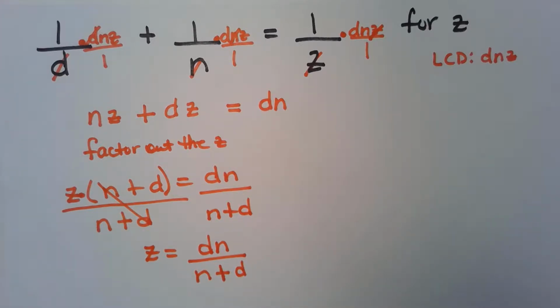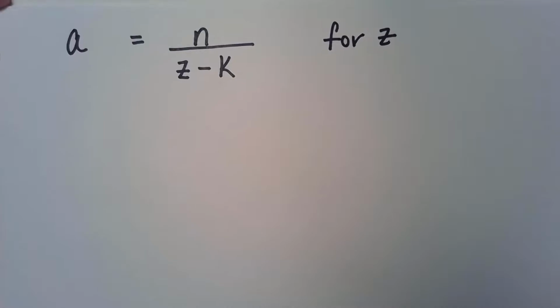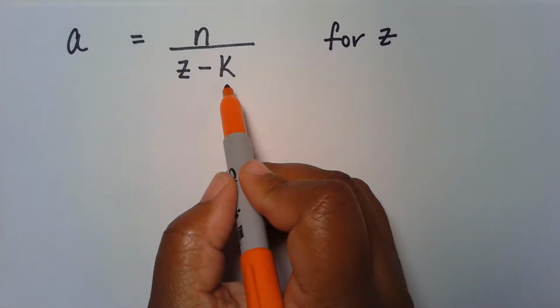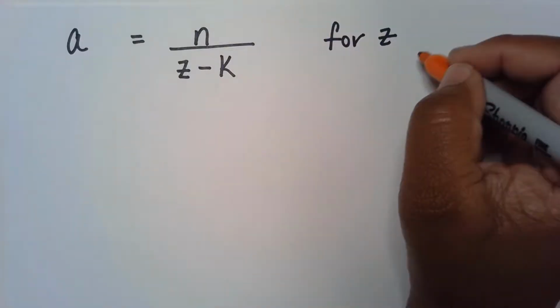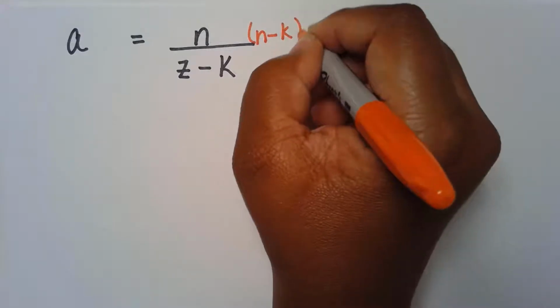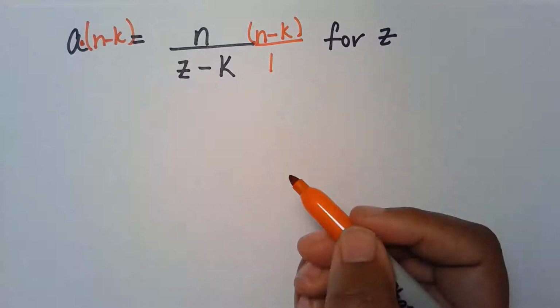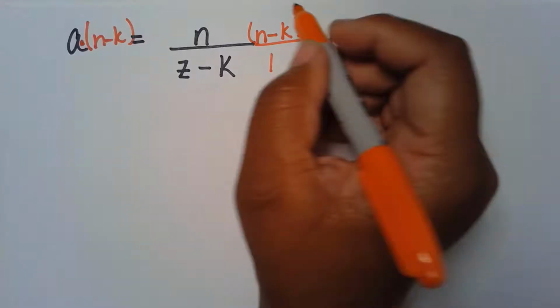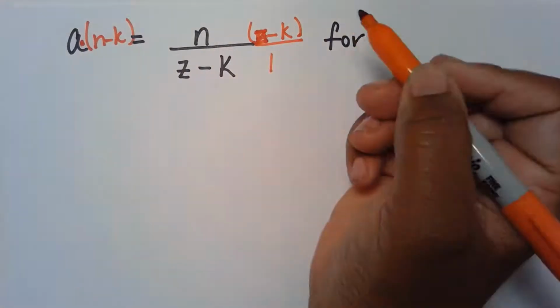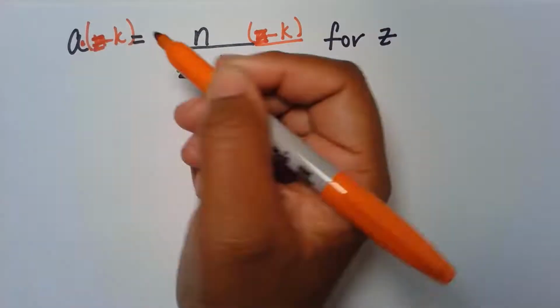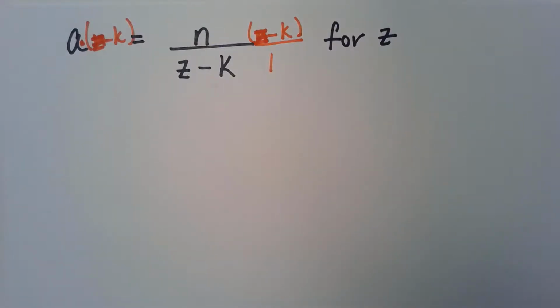Let's do another example. We have A is equal to N all over Z minus K, and we want to solve for Z. So I don't want the Z minus K in the denominator, so I'm going to multiply both sides of the equation by Z minus K. Let's correct that, I don't know where I got N from, but that's Z minus K.